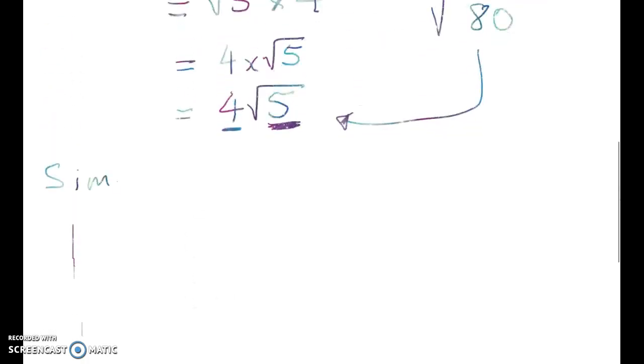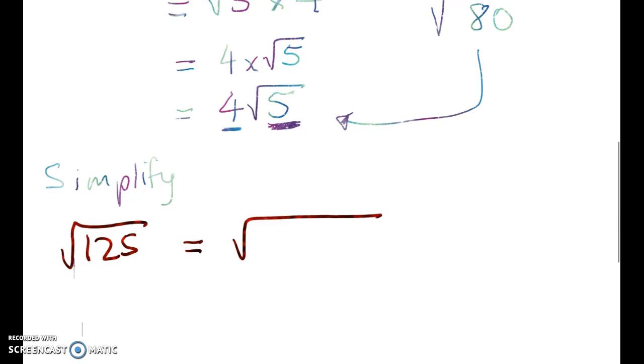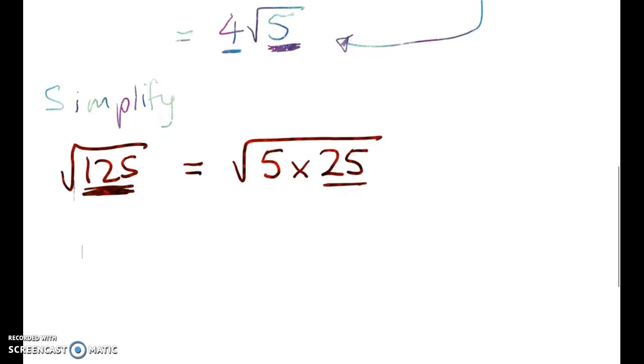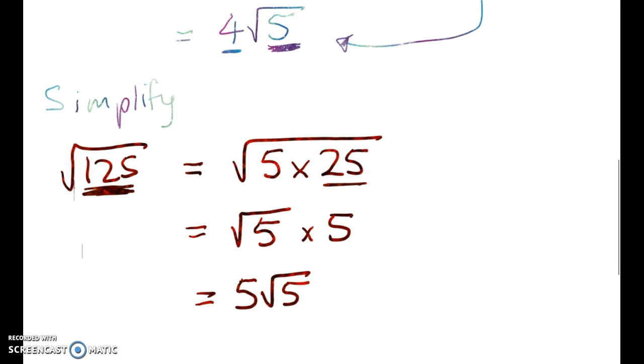So let's try and simplify. Let's do this number, 125. So again, we're going to go hunting for squares. We're going to look for factors of 125. Well, we can write 125 like this: 5 times 25. 25 is a square number. So that's 5 times 5. Sorry, 5 times the square root of 5. So that's that one done.